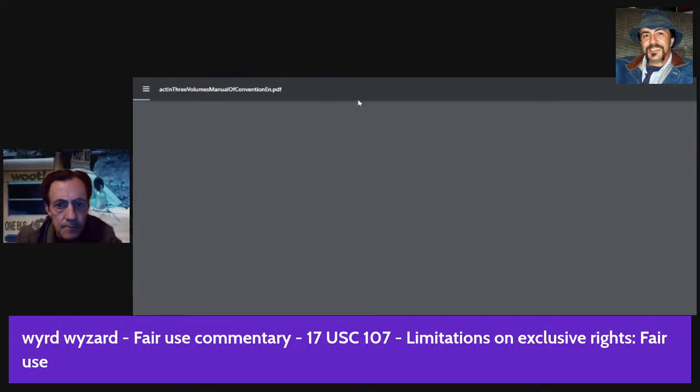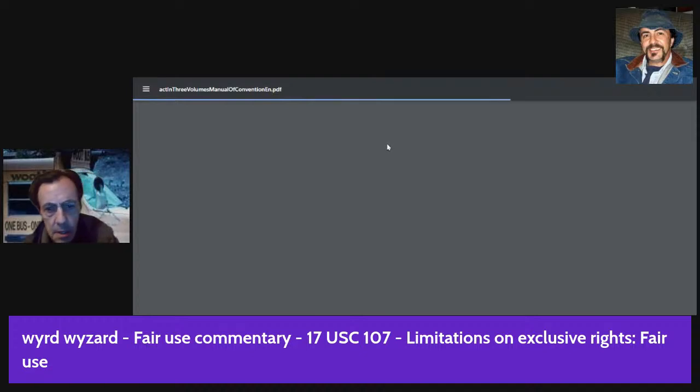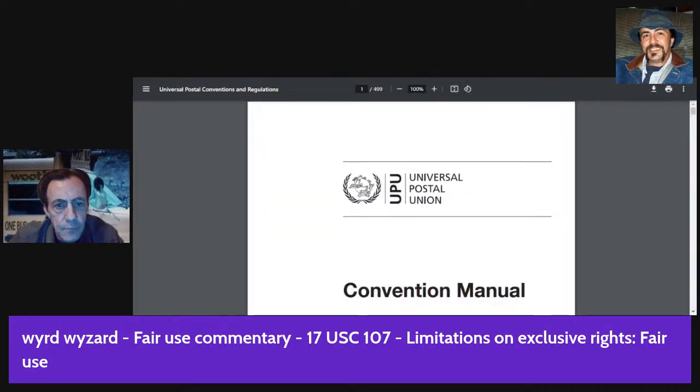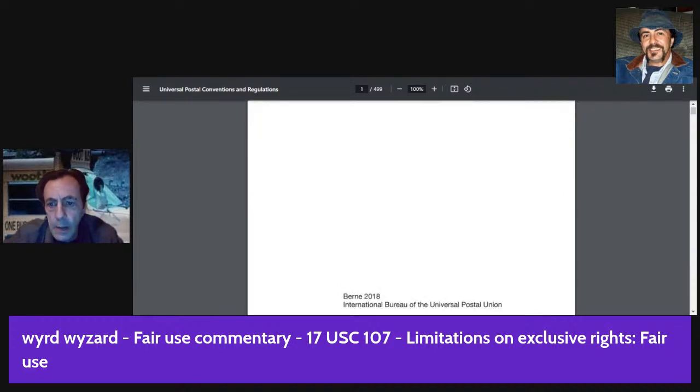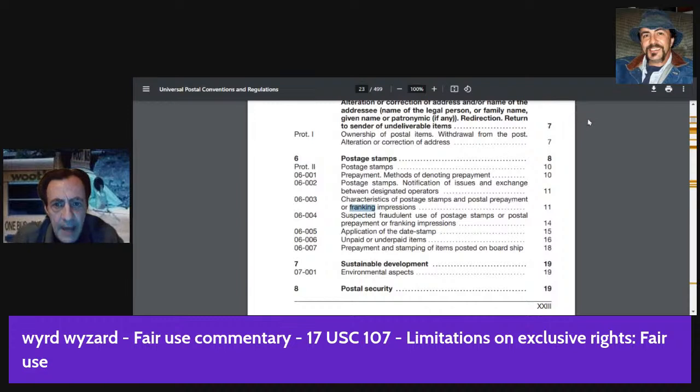What is it? Let me pull that up real quick. Act in 3 volumes, the Manual of the Convention, another online PDF, Universal Postal Union Convention Manual. When we do our find search and put franking in there, it comes up, like I stated in the video the other day, 57 times. So there's 57 places it's going to talk about franking impressions in here as it relates to prepaid postage.